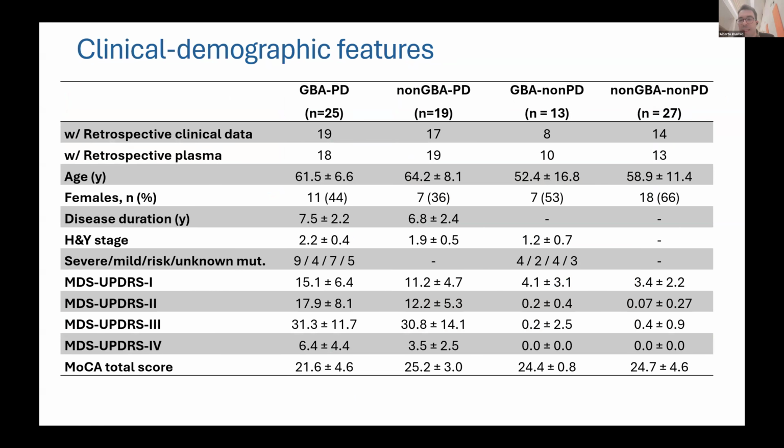So this is the partial clinical demographic features of the patients we have enrolled until now. We currently have 25 GBA PD patients, 19 idiopathic PD, 13 asymptomatic GBA variant carriers, and 27 healthy controls without GBA1 variants.